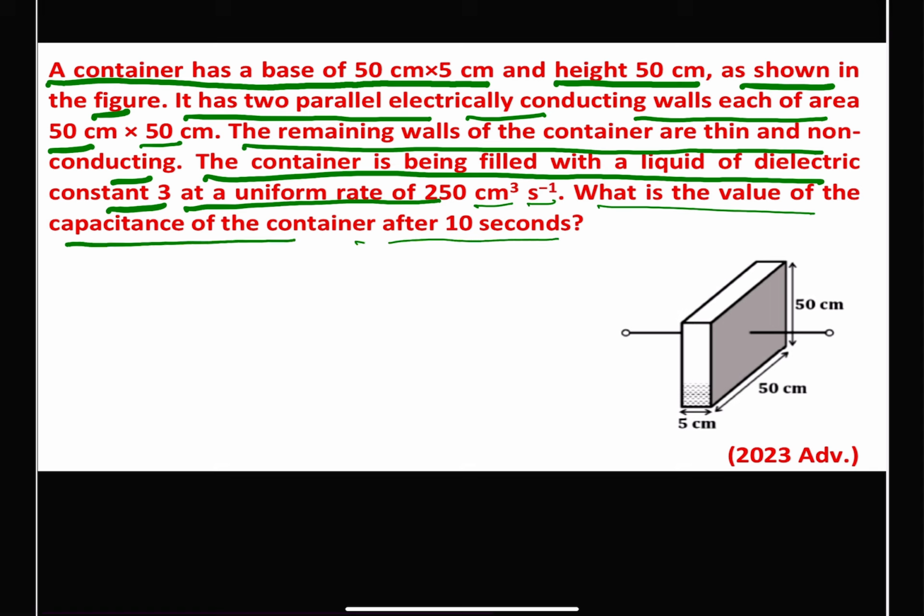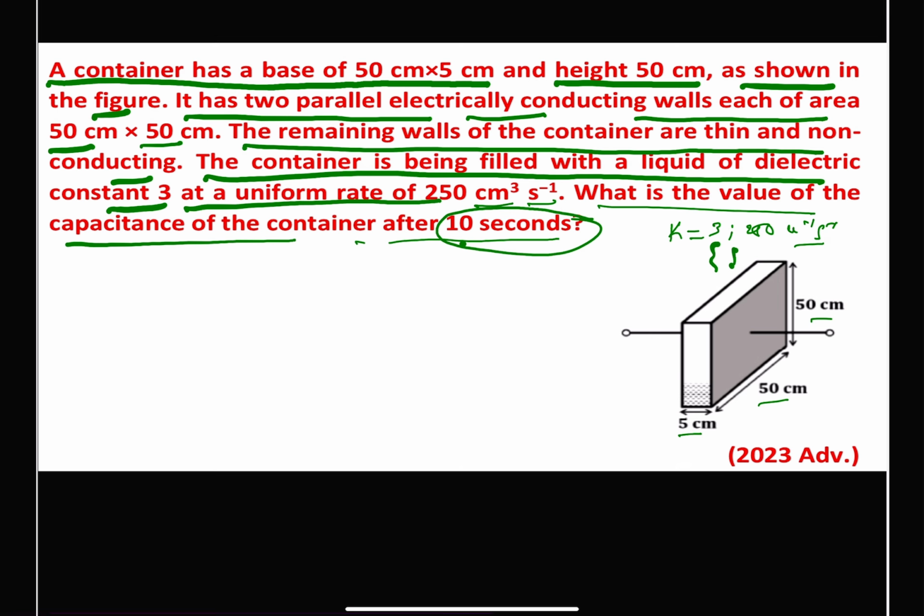Basic figure is given to us. We are given that we have a container of 50 by 5 by 50, and it is being filled by liquid which has a dielectric constant of 3, at a rate of 250 centimeter cube per second. We have to find out the capacitance after 10 seconds. So first of all, we are going to find out the amount of dielectric that will be within this container when time is equal to 10 seconds.